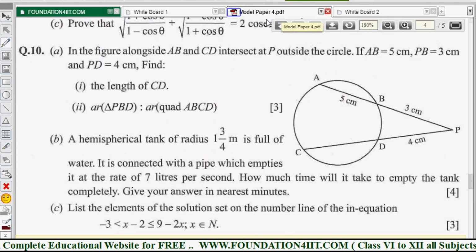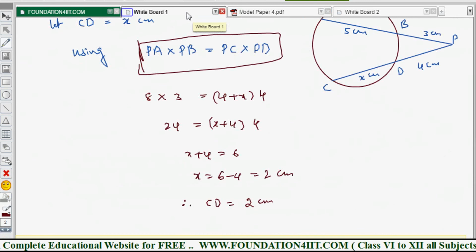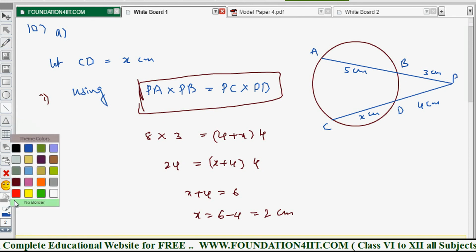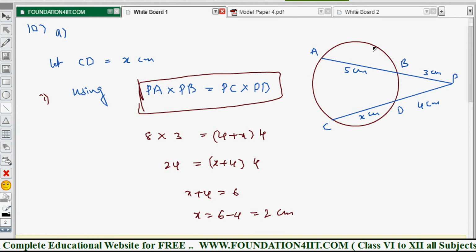This is the first one in this question. And the second is the area of triangle PBD by the area of quadrilateral ABCD. So we need to find out the ratio. So you should take PBD. To prove the second, we need to find out the ratio. So let me do some constructions. We need PBD, so let's take this triangle. We join B to D.